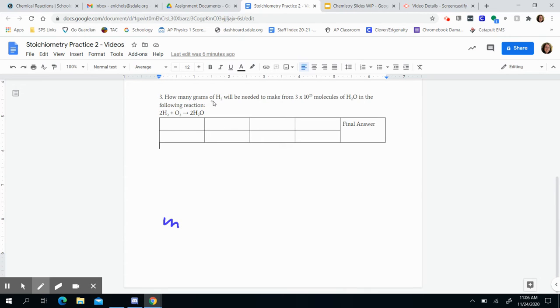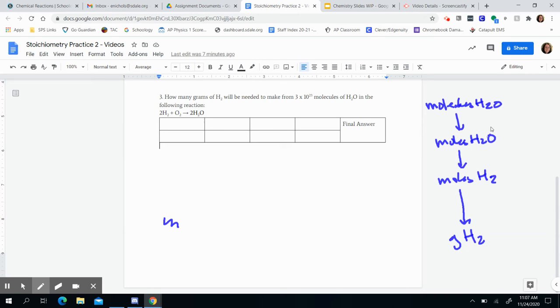So I want to know how many grams of hydrogen gas will be needed to make 3 times 10 to the 23rd molecules of H2O in our reaction. So that means we're going from molecules of H2O, and we are trying to get all the way to grams of H2. So our path has got to go from molecules of H2O to moles of H2O, so that then we can switch substances and go to moles of H2. And then we can do our last conversion from moles to grams of H2.